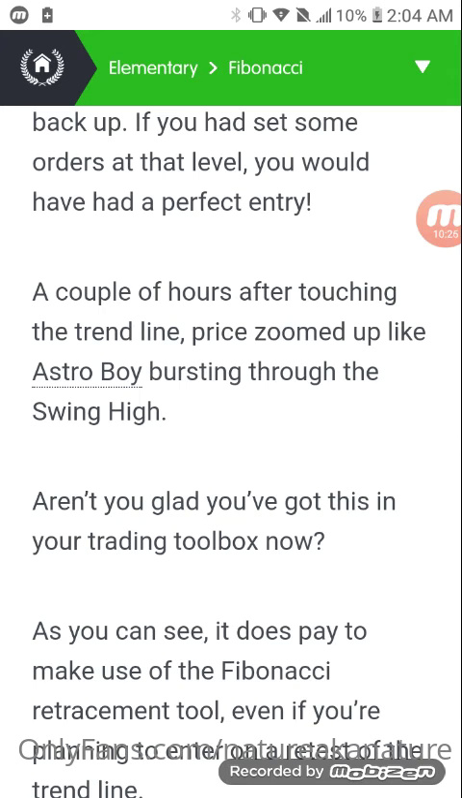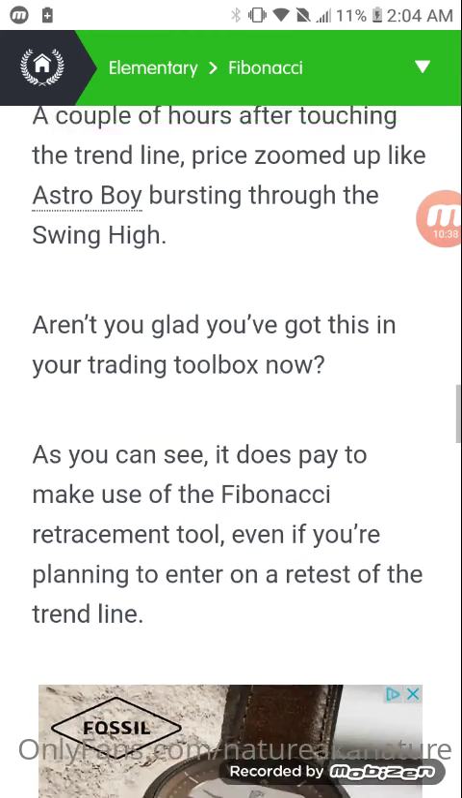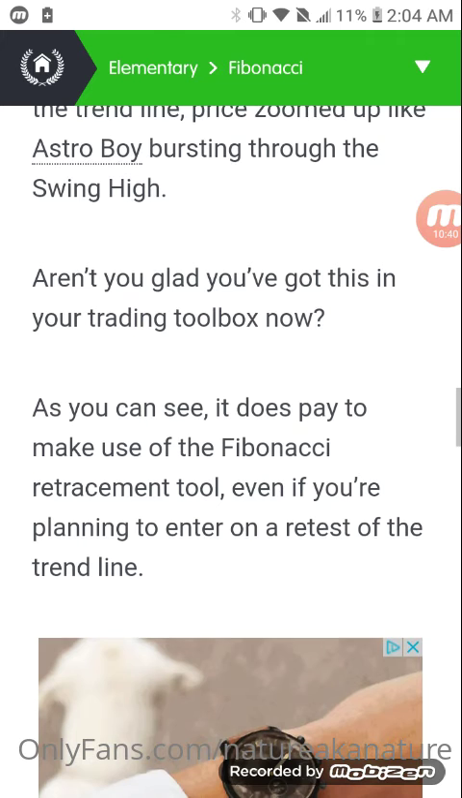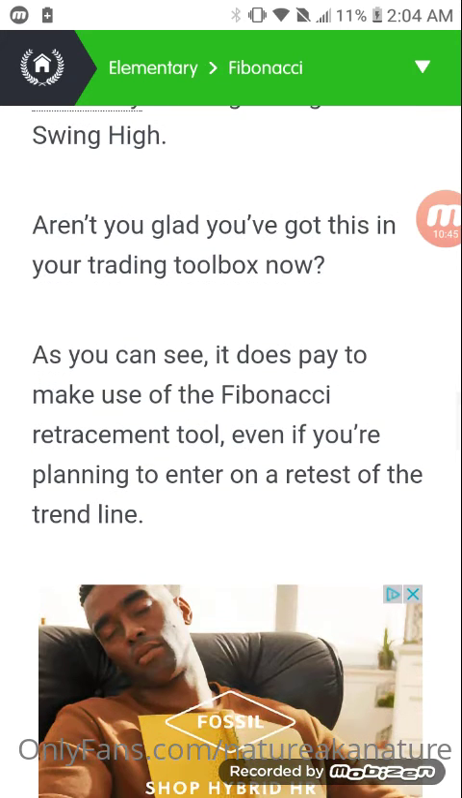A couple of hours after bouncing off the trend line, price eventually zooms back up, bursting through even the swing high. Aren't you glad you got this in your trading toolbox now? As you can see, it does pay to use the Fibonacci retracement tool, even if you're planning to enter on a retest of a trend line.